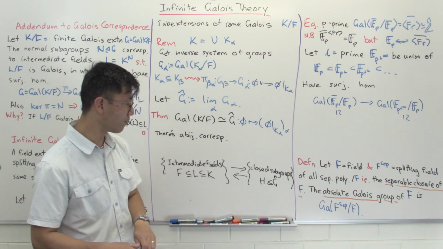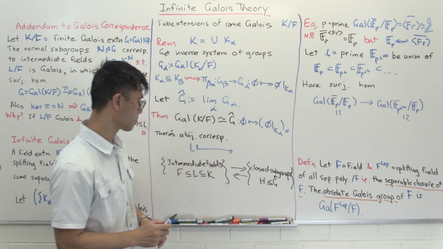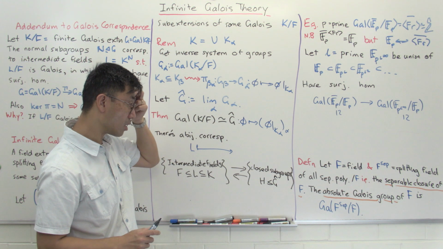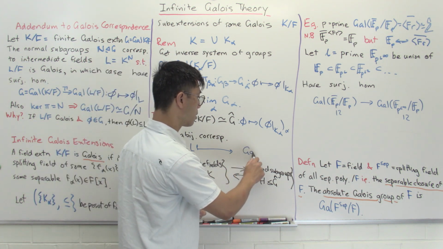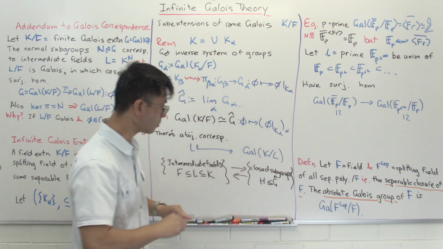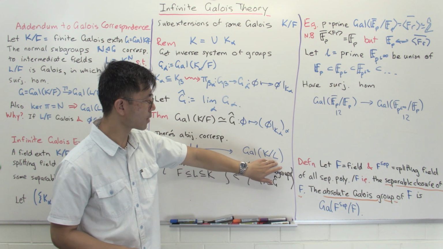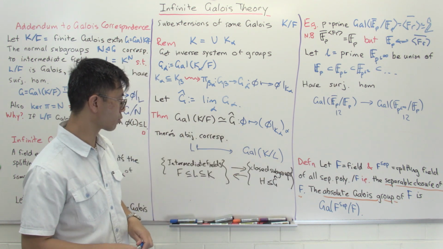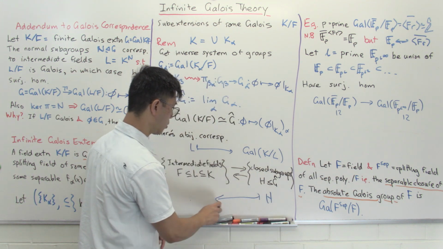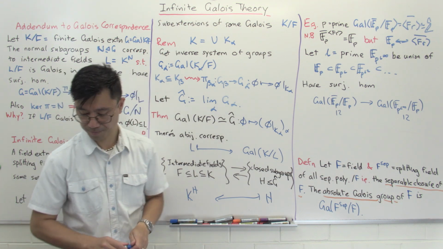If you're given an intermediate field L, to get the other side, what you can do is look at the Galois group of k over L. Remember this is always Galois, and there's the Galois group of that. And here, given a closed subgroup H, you can look at the fixed field.